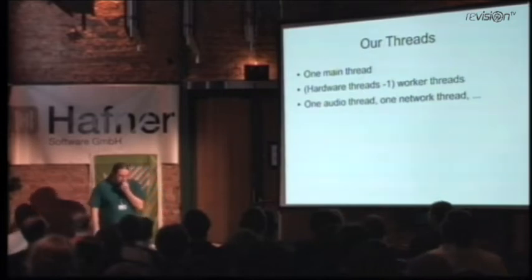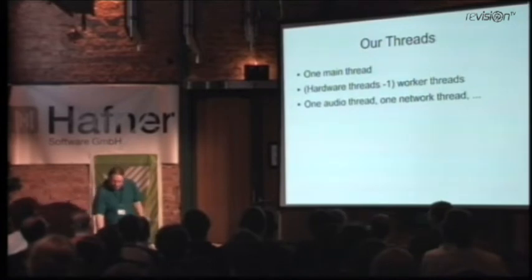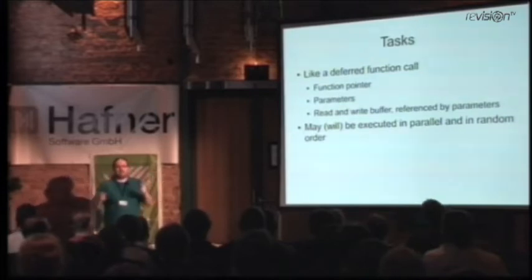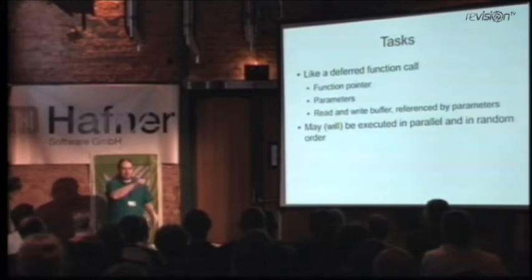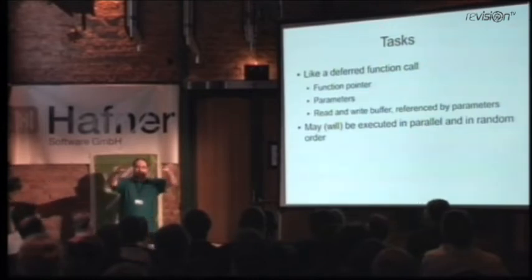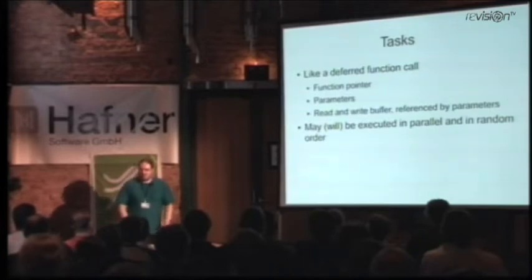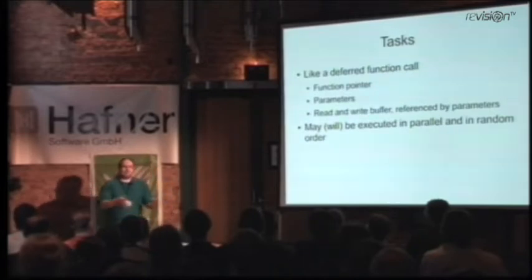So what is a task? Actually, a task is nothing more than a deferred function call. You have a function pointer, we have some parameters, and possibly in these parameters there are pointers to buffers, to memory locations. And all these tasks, we put them in a pot and then hope that our task scheduling engine will execute them all in parallel.